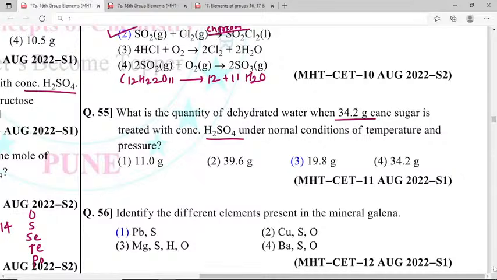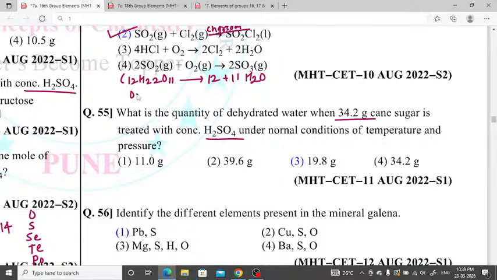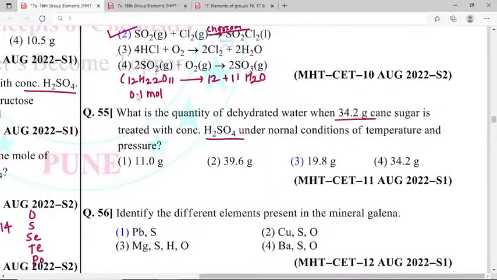The molar mass is 342, so this is 0.1 mole. The question asks for dehydrated water, H2O, so 0.1 multiplied by 11 is 1.1 mole. Then 1.1 mole multiplied by 18 gives the grams: 19.8. Please cross check. I am right here.